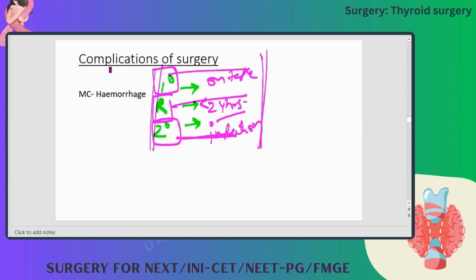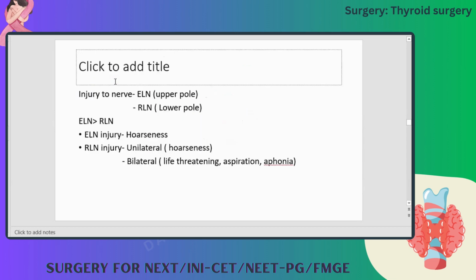Hemorrhage is the most common complication because the thyroid is very vascular. You have 3 arteries, the superior and inferior thyroid arteries and the thyroid ima, on both sides. So there is a high chance of bleeding. A lot of bleeding is expected. This is one complication.